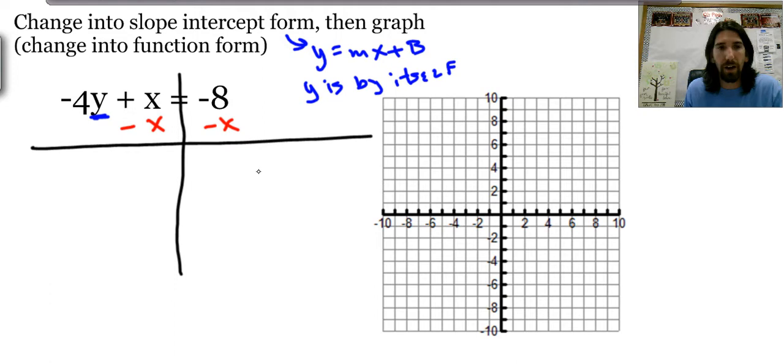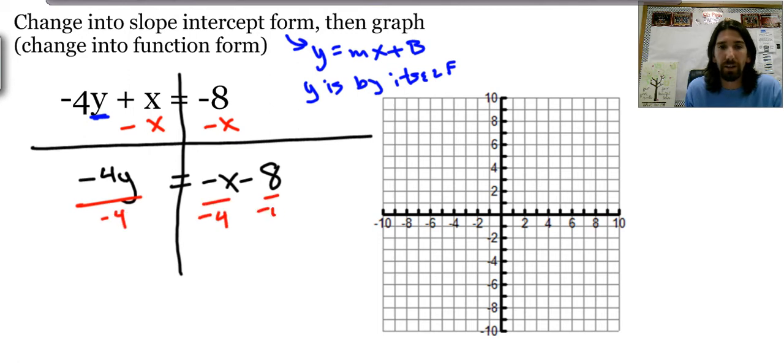Okay, so now bring down the negative 4y. Positive x minus x, 0. Negative 8 minus x, I can't combine those, but I can write them with the x first, and then the minus 8. How do I get rid of negative 4 times y? Divide by negative 4, but I have to divide everything by negative 4.